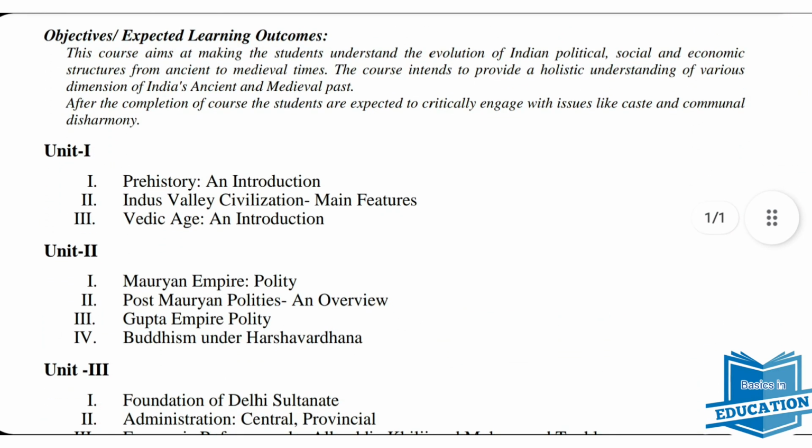So unit first is, in unit first, you have number first, prehistory and introduction. Number second is Indus Valley civilization, main features of Indus Valley civilization. Number third is an introduction of Vedic Age.